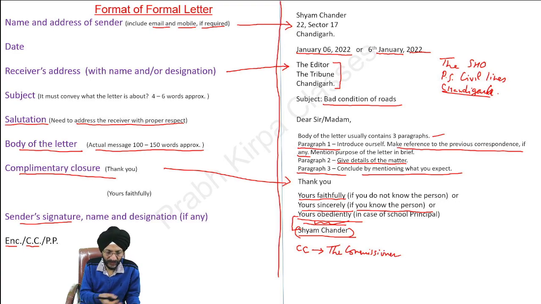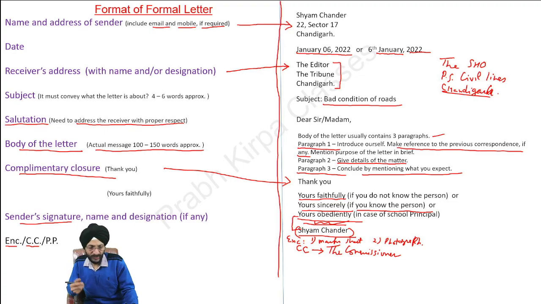If you have added certain points, suppose you are applying for a job in some organization, you have to attach certain papers with your letter, that is mark sheet or your degree. So you will here mention ENC, mark sheet, photograph. In this way, enclosure you use.